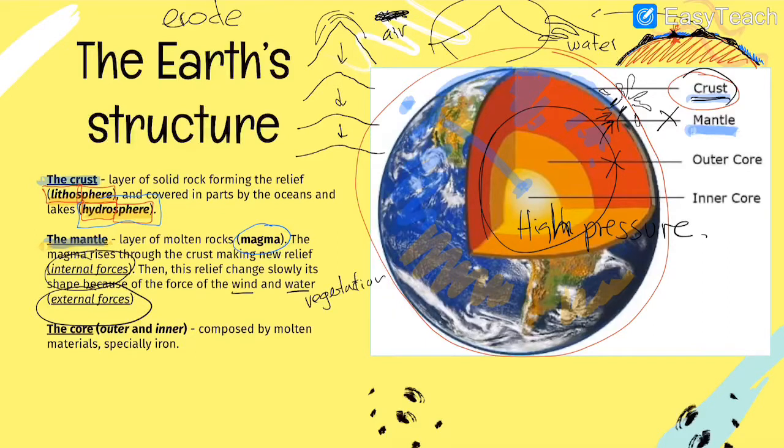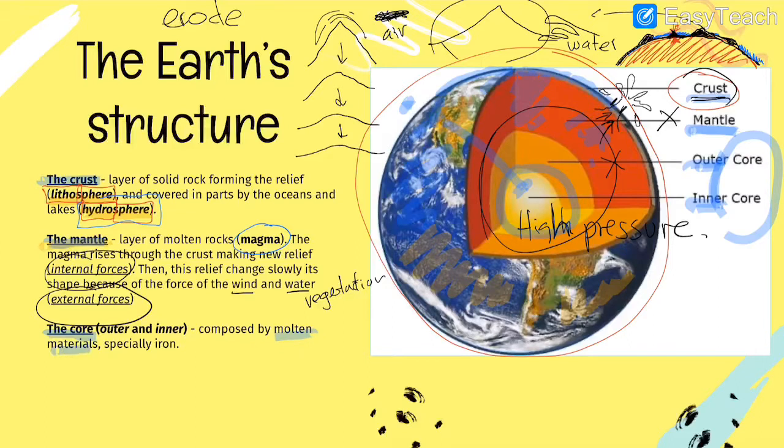Well, finally, there is the last layer, just inside, which is the core. There are two parts in the core, outer and inner core. Uno más externo y otro más interno, pero en ambos casos es el núcleo. The core is composed also by molten materials.